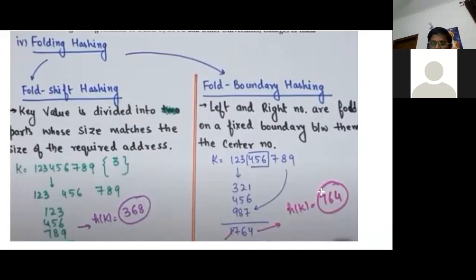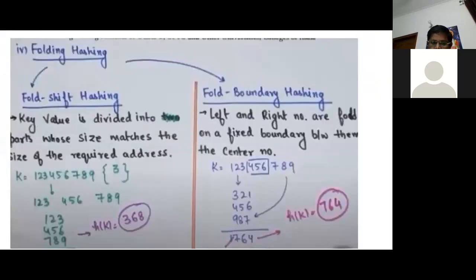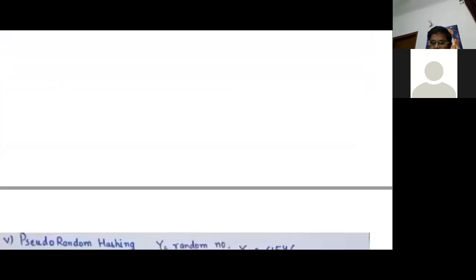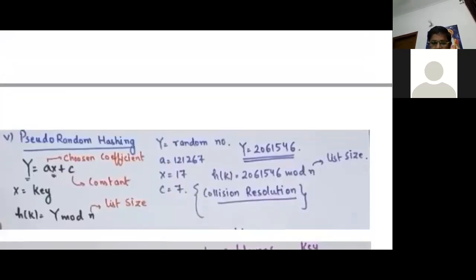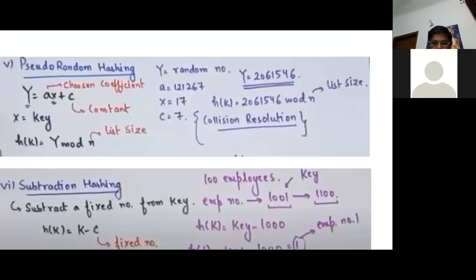So these are the basics of hashing and the various types of hashing that are used. Now there are some more variations in hashing. Now let's take a look at those also. The remaining two are pseudo-random hashing and subtraction hashing. So first take a look at pseudo-random hashing.